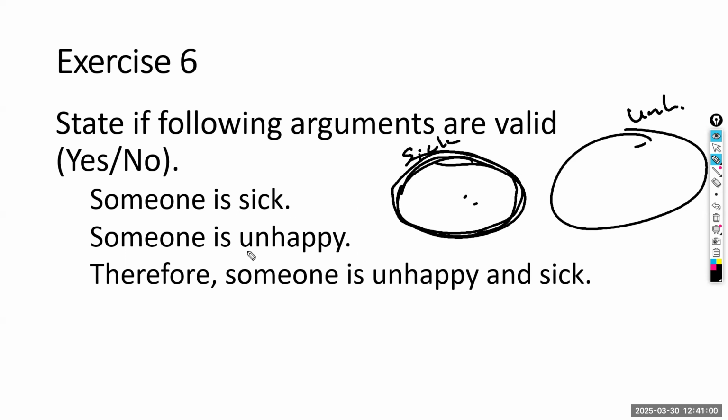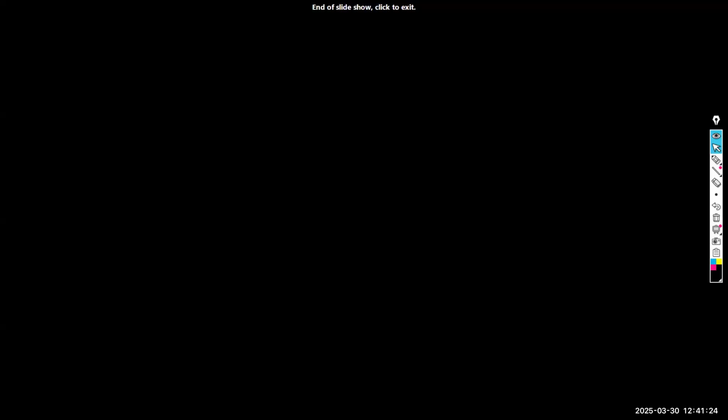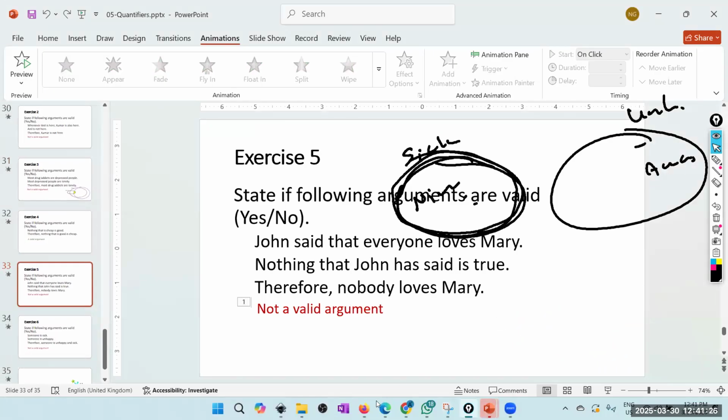Because there's no connection between these. Someone is sick, maybe Nimal. Someone is unhappy, maybe Amal. But it doesn't mean that there's someone who is both unhappy and sick, right? Maybe this guy is just sick, not unhappy. This guy is just unhappy but not sick. Therefore, this is not necessarily true. It can be, it may not be. Right. So now we are done with logic.